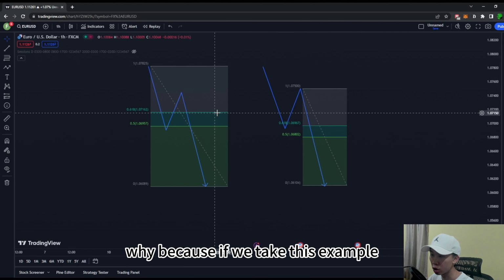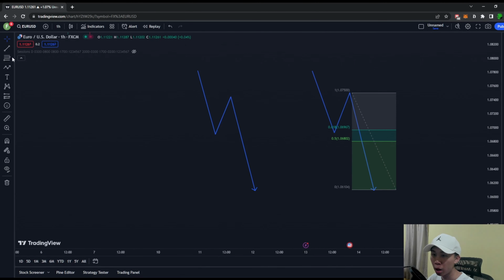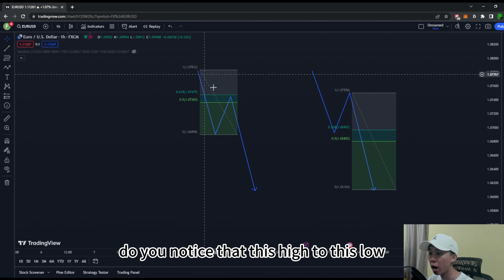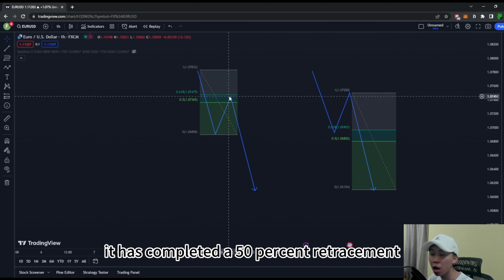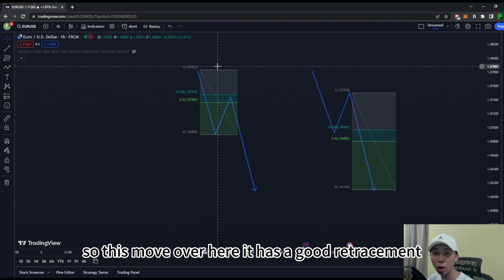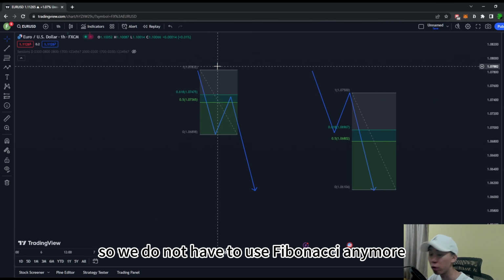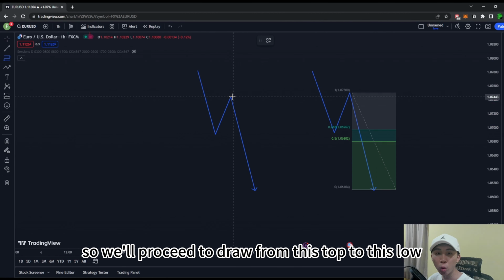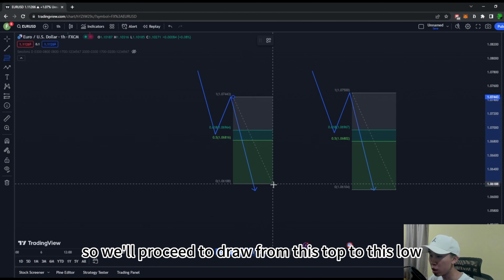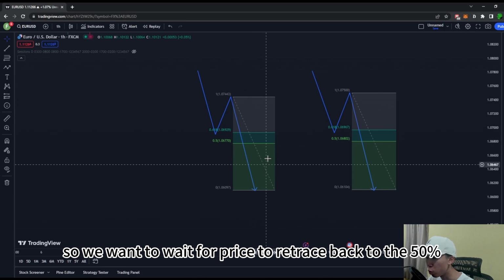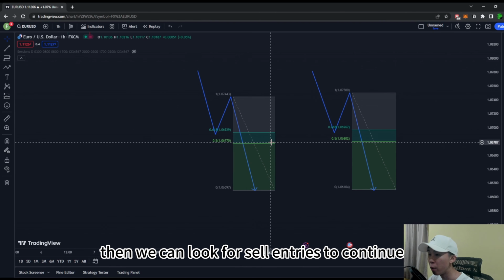Why? Because if we take this example, if we take from this high to this low, do you notice that this high to this low, it has completed a 50% retracement? So this move over here, it has a good retracement, so we do not have to use Fibonacci anymore. So now let's proceed from here. We will proceed to draw from this top to this low because there was no proper retracement. So we want to wait for price to retrace back to the 50%, then we can look for sell entries to continue to the downside.